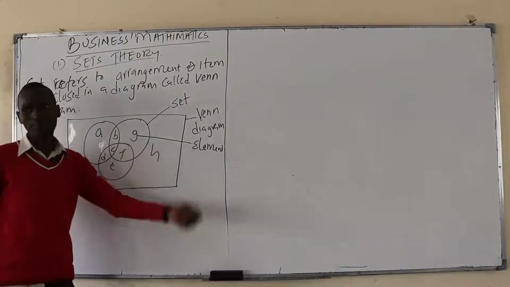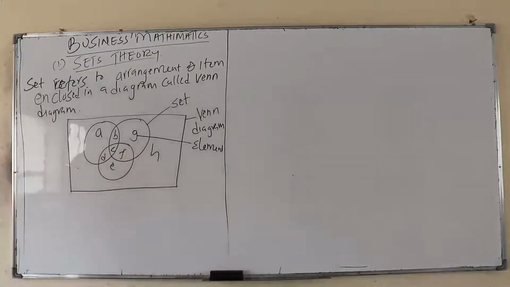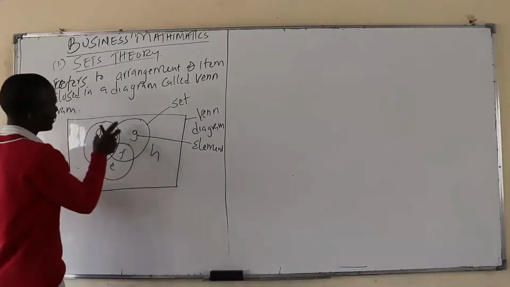So set, let's define what a set is. A set refers to an arrangement of items enclosed in a diagram called a Venn diagram. So that is a set. So we can do it practically.